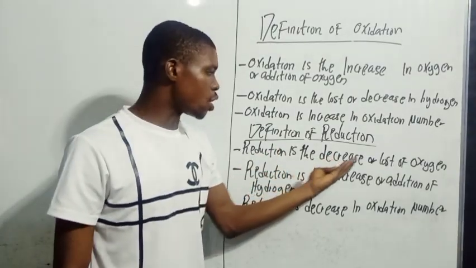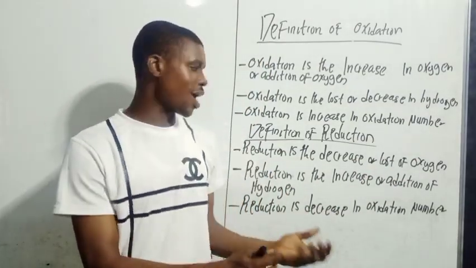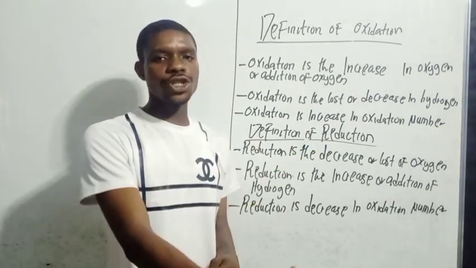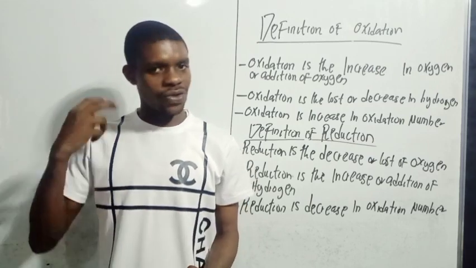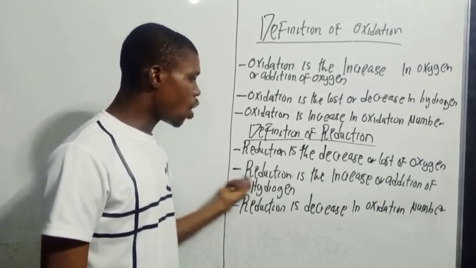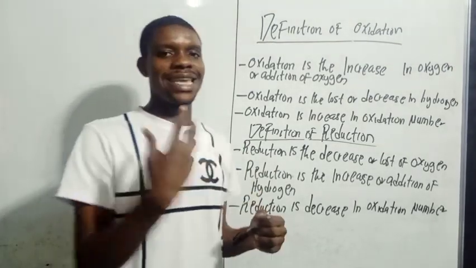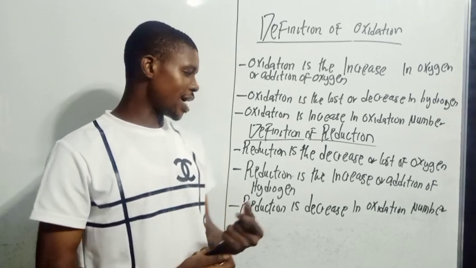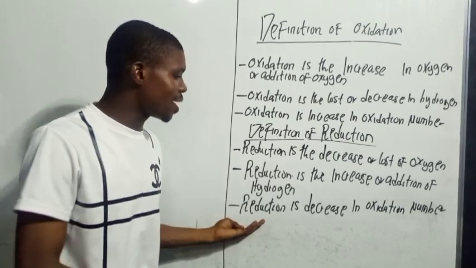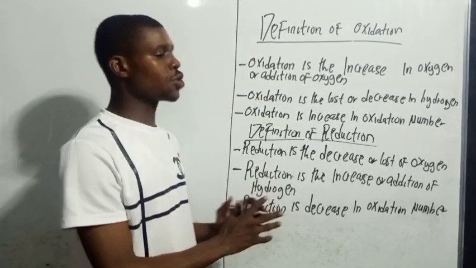Now, on the other hand, definition of reduction. Reduction is the decrease or the loss of oxygen. So those species that lose oxygen in a redox reaction are called reduction. They are also called oxidizing agents. Then reduction is the increase or addition of hydrogen. So those species that gain hydrogen in a redox reaction are called reduction. Then the last one, reduction is the decrease in oxidation number. You get that?